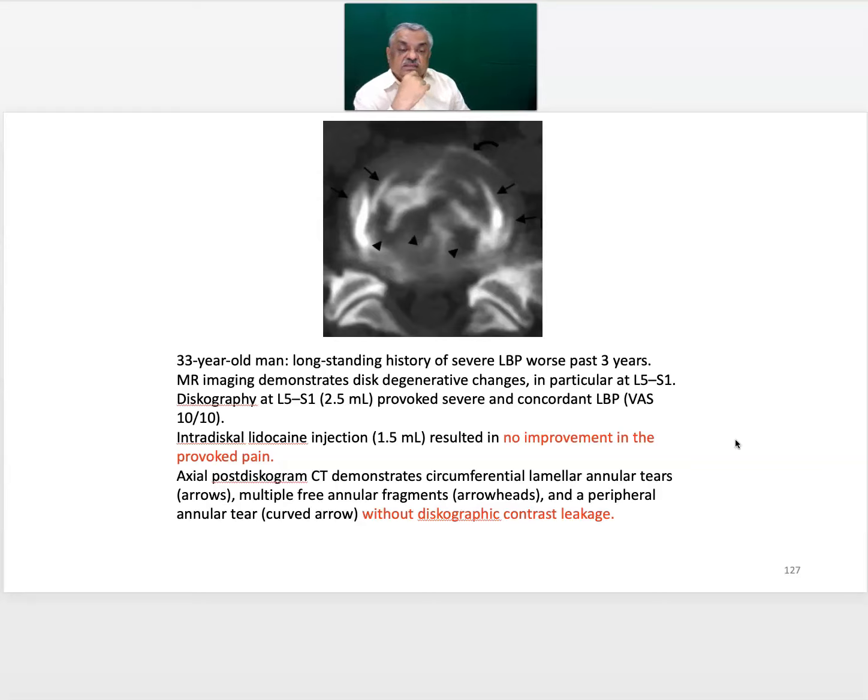Intradiscal lignocaine resulted in no improvement of the provoked pain, and there was no leakage of the dye. Please remember this. And this axial post-discogram CT shows the circumferential lamellar annular tears, multiple free annular fragments, and peripheral annular tear where you have a curved arrow here. But there is no leakage here, and there was no relief of the pain by injection of lignocaine.